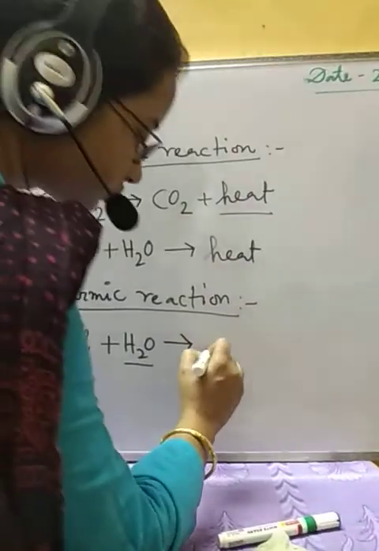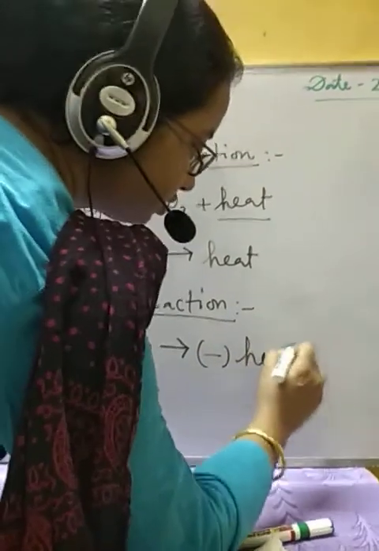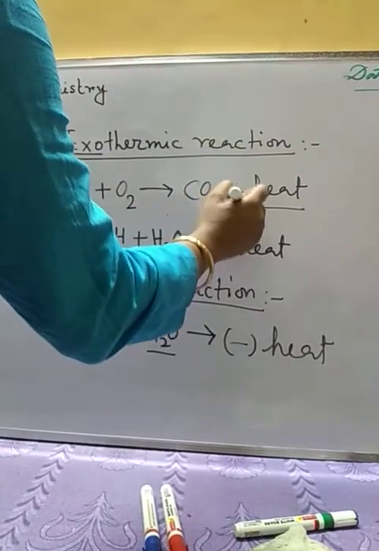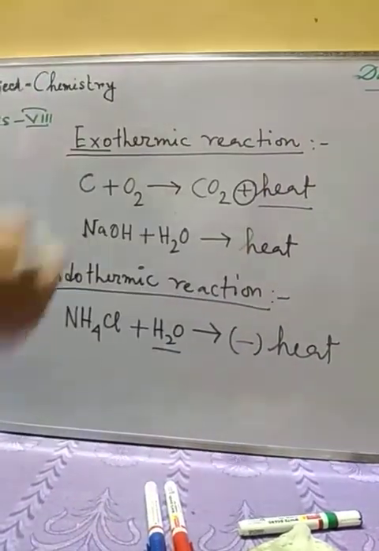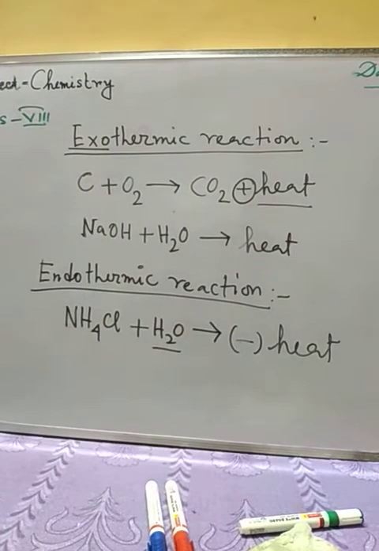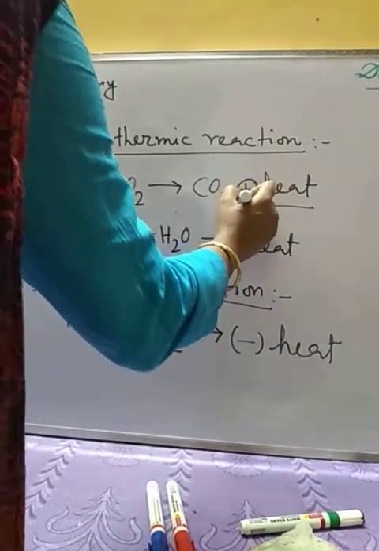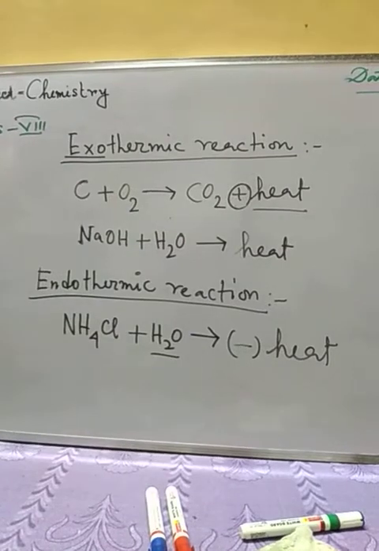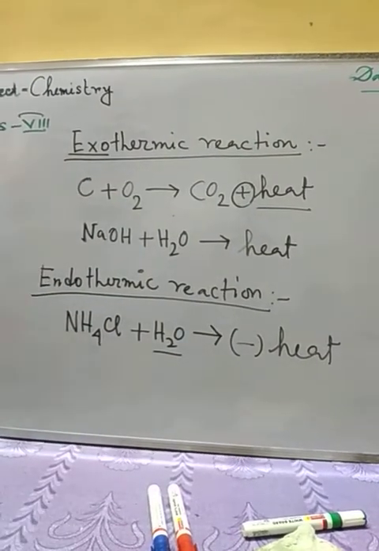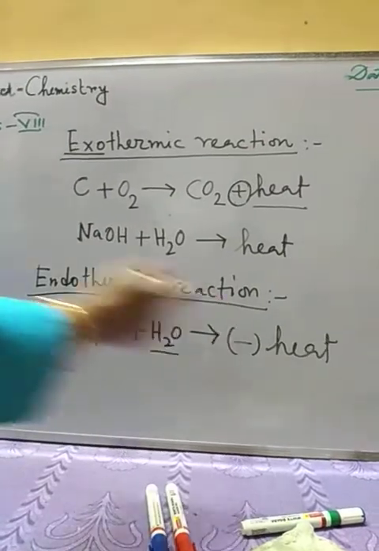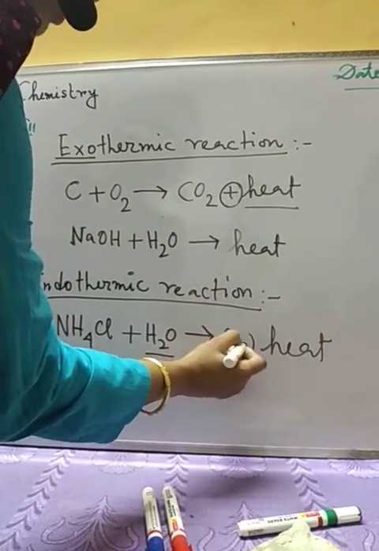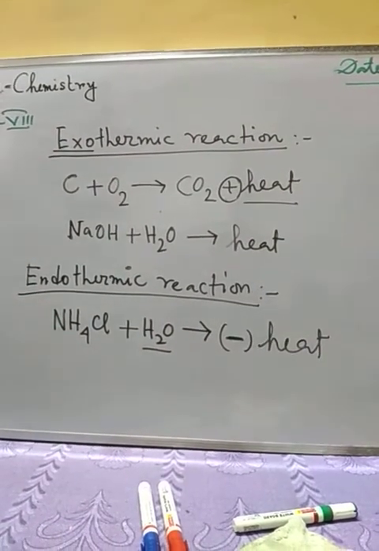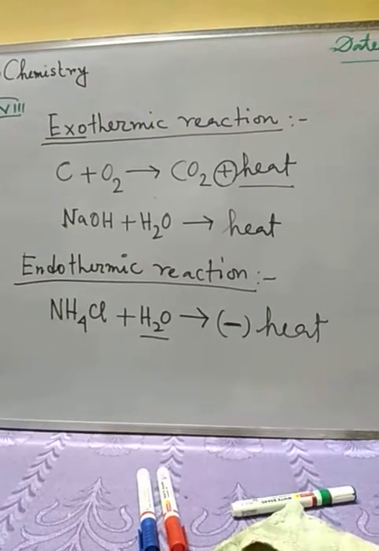So we can write minus heat here. When we express the exothermic reaction in this manner, as heat is evolving, we will be using the plus sign here, plus heat. But in endothermic reactions we will do the opposite. That means we will write minus heat as heat is absorbed here. Or the melting of ice, that is also an endothermic reaction.